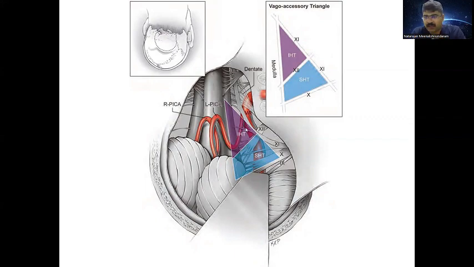So the orientation of the PICA with respect to these triangles is very, very important in clipping of PICA aneurysms. This anatomical orientation is crucial, because the clipping type, the type of aneurysm, and the approach vary based on these triangles. The dissection of the vessel will vary. So once you do the craniotomy and open the dura, you should be able to orient the anatomy with respect to these triangles.